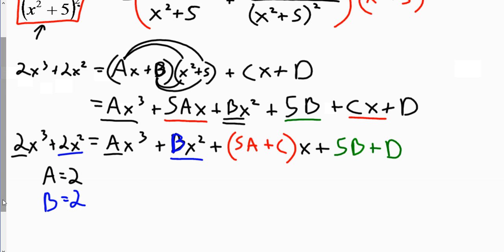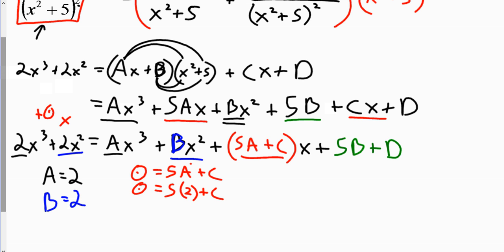The last piece here is I don't have any linear terms over here, so this is plus 0x. So that means this expression must be equal to 0. So I get 0 is equal to 5a plus c. I know what a is. Let's plug it in. So I get 5 times 2 plus c equals 0. So I get 0 is equal to 10 plus c. So that forces c to be equal to negative 10.